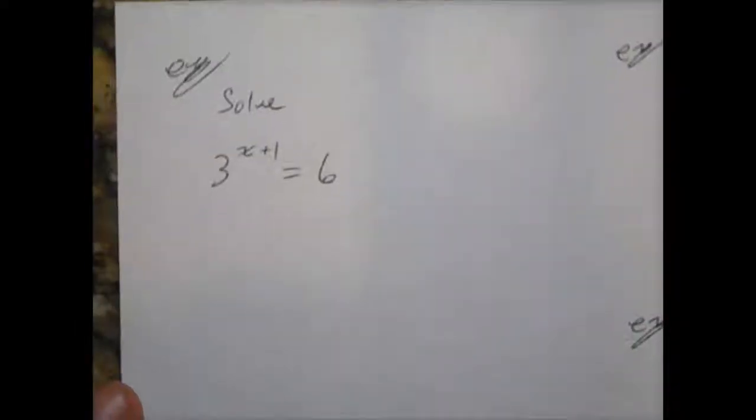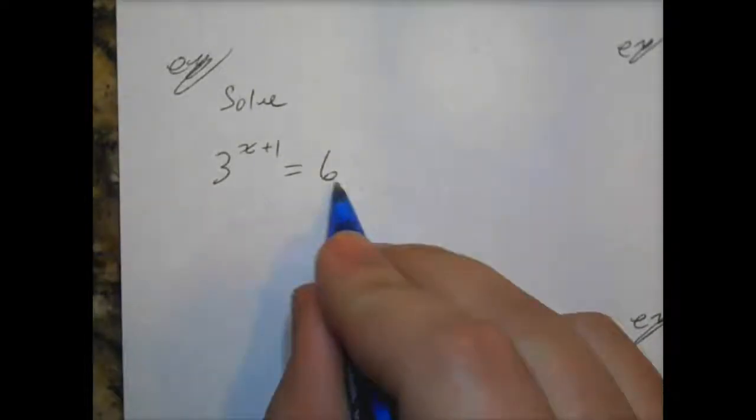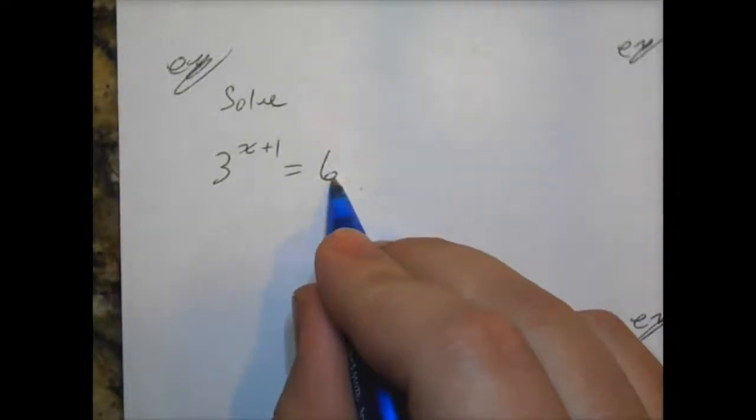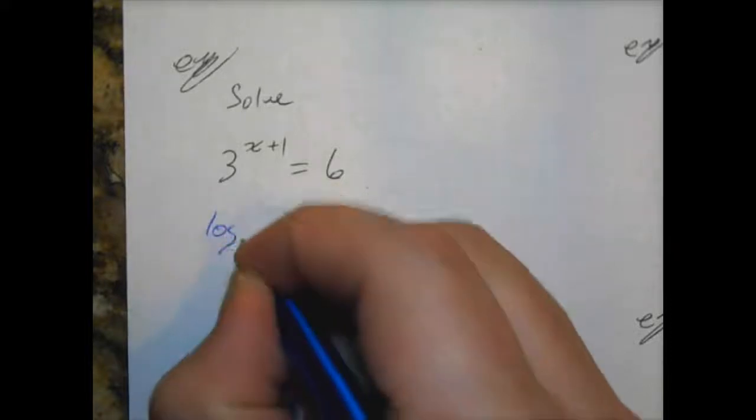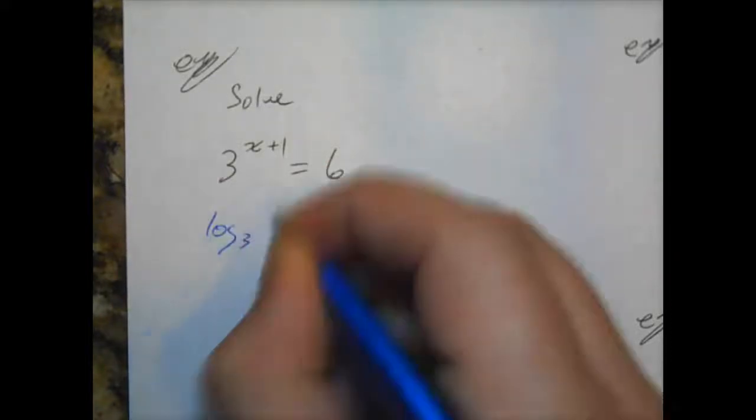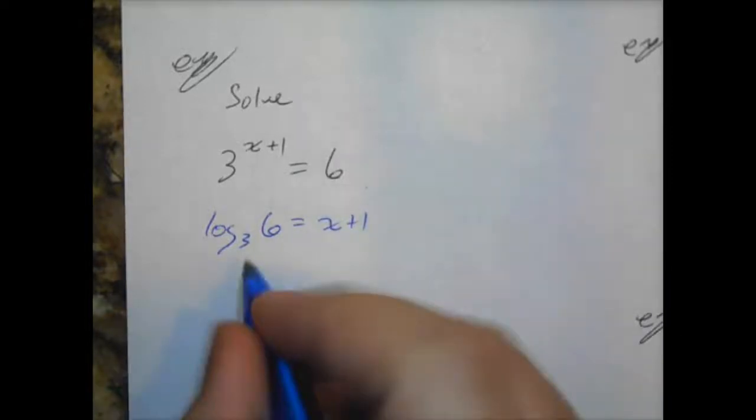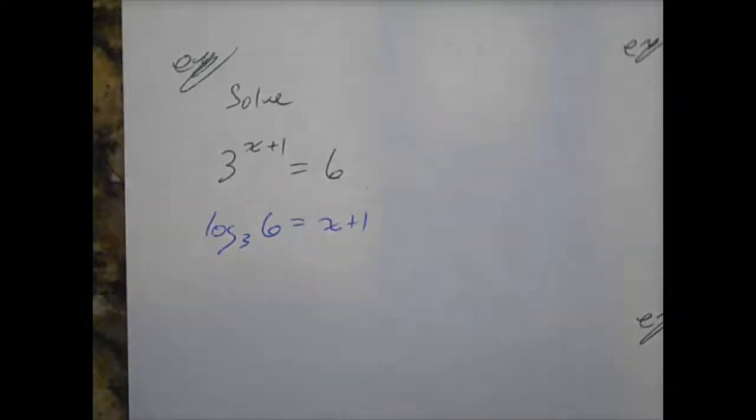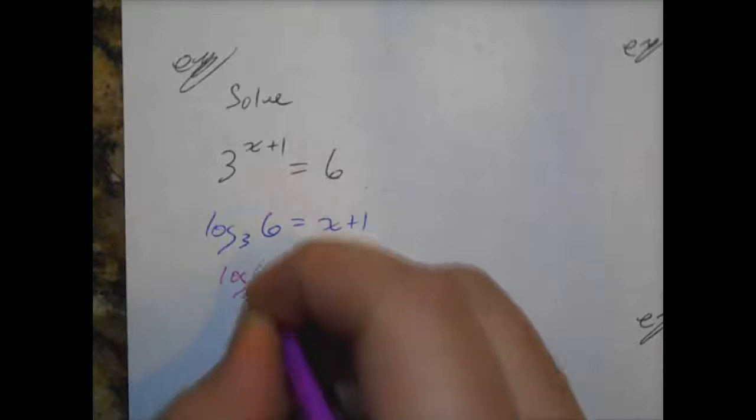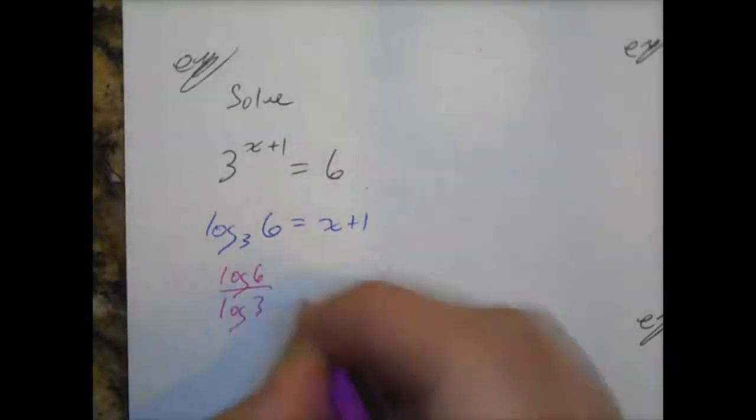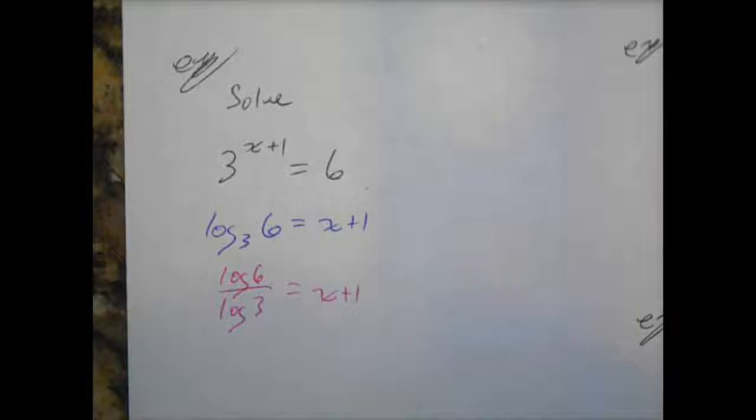All right. Getting close, getting close, getting close. Kind of. All right. Again, same idea. I cannot rewrite 6 as 3 to the something, but I can rewrite this in log form as log base 3 of 6 equals x plus 1. I cannot type that in my calculator, but what I can do is log 6 over log 3 equals x plus 1.